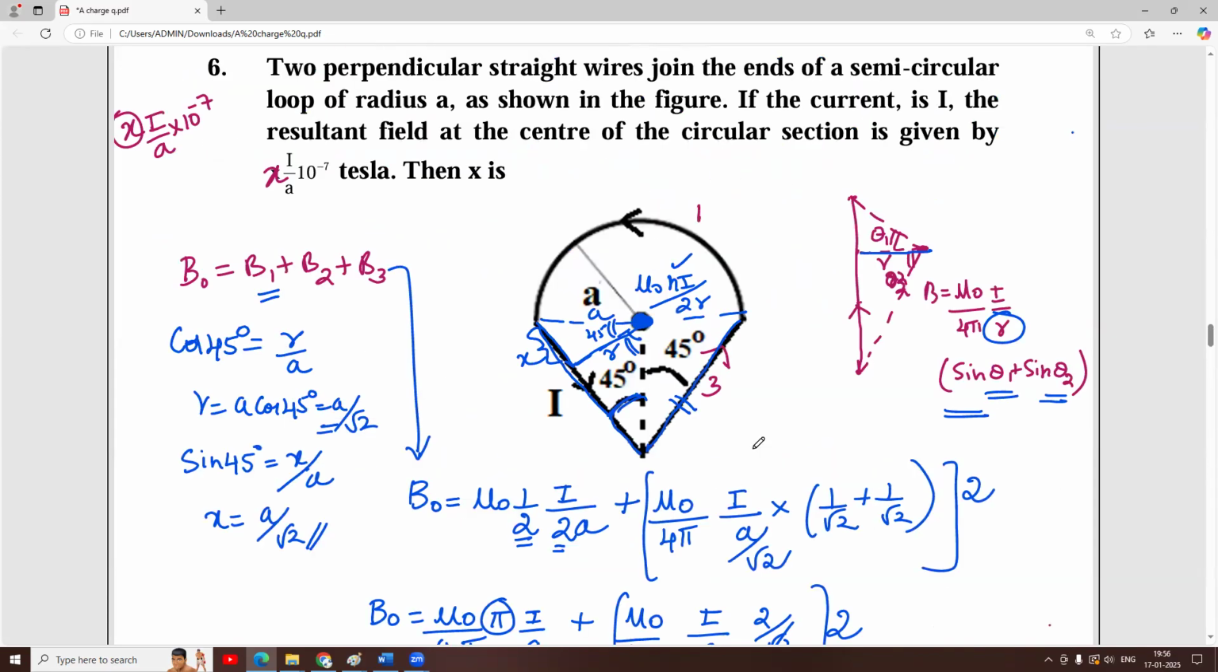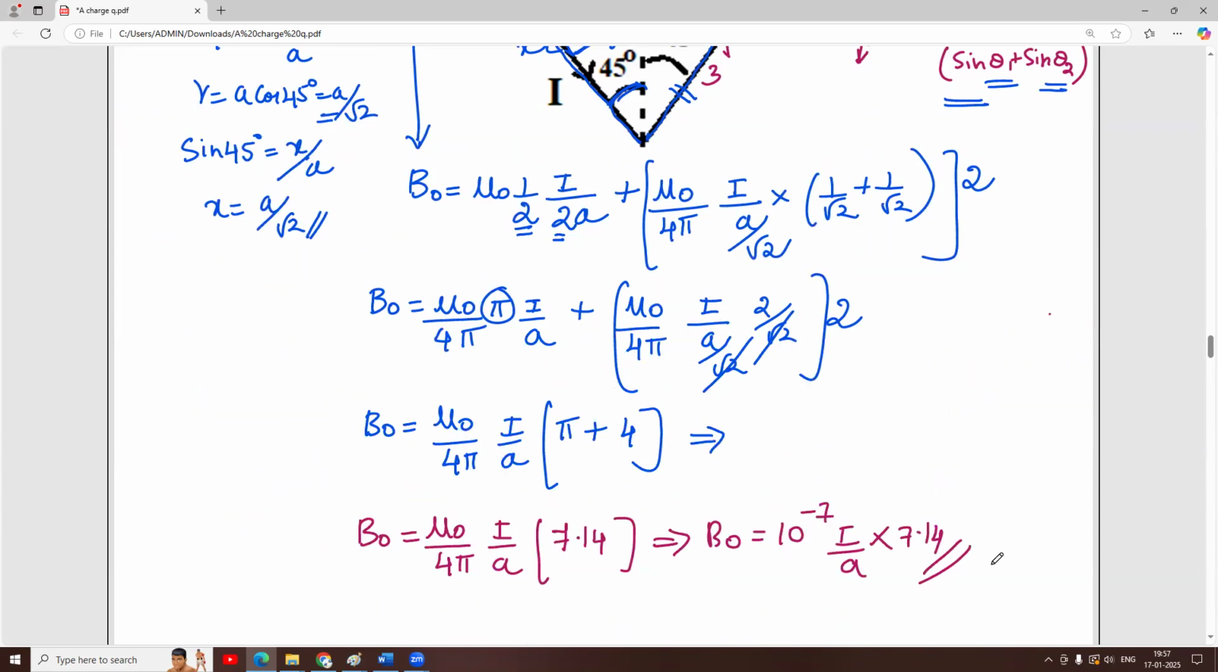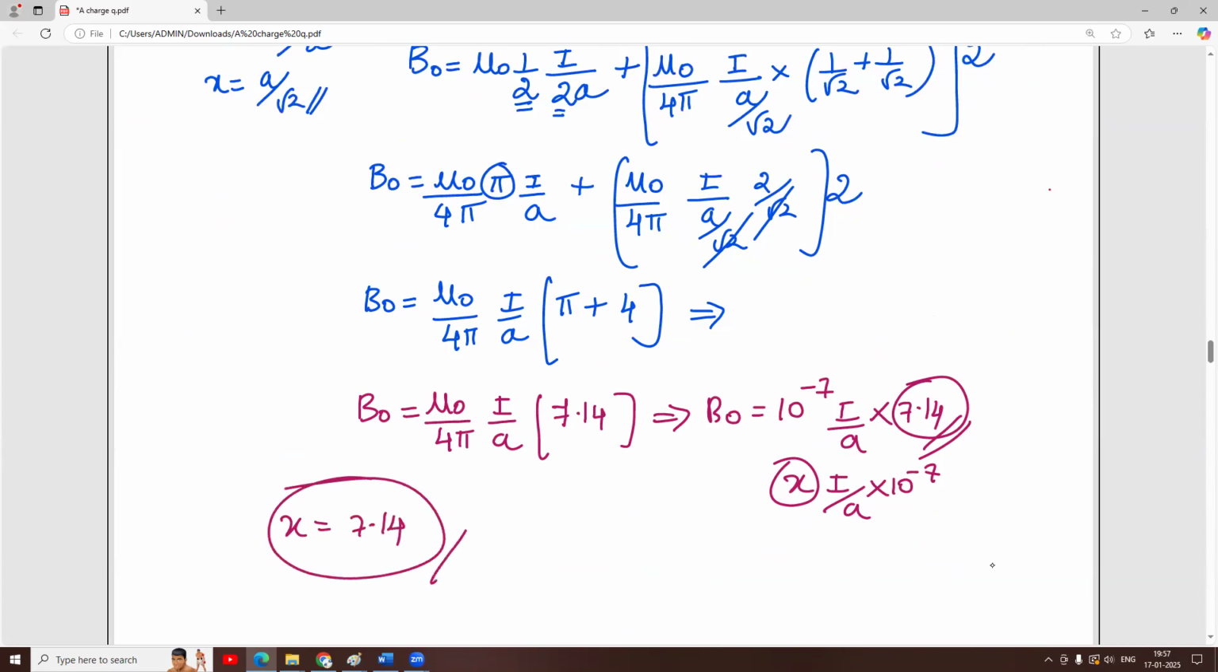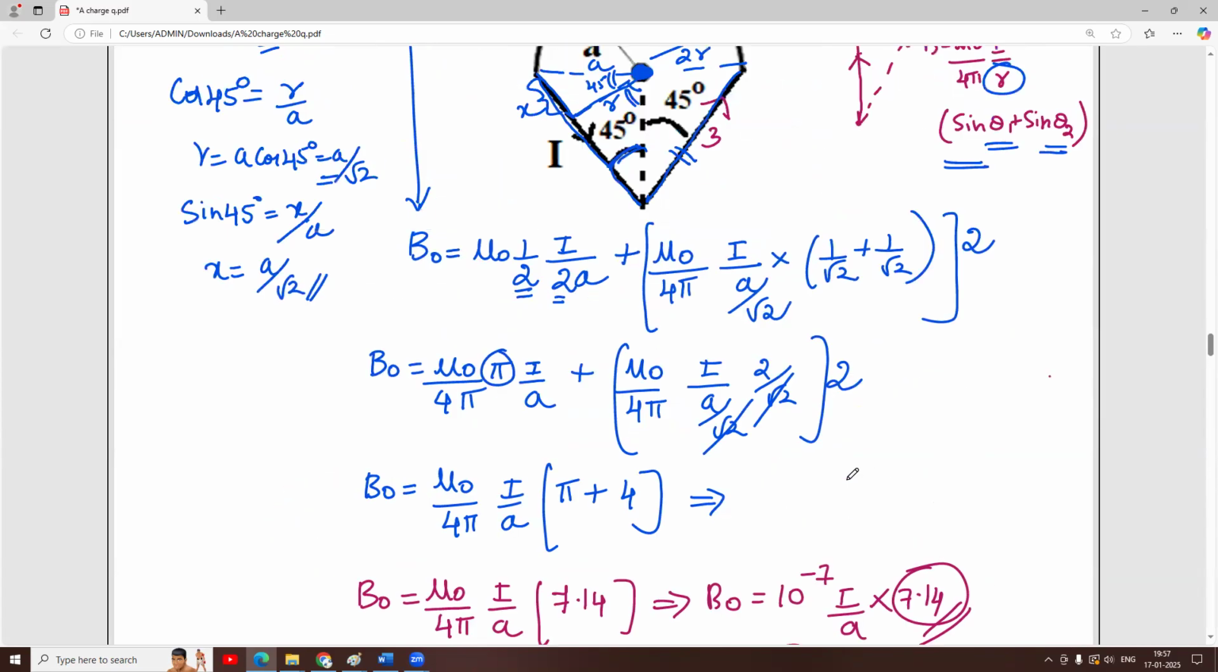How should the answer be written? It should be x into I by A into 10 to the power minus 7. So in the place of x, I have 7.14. So x is equal to 7.14. That is the answer. Thank you.